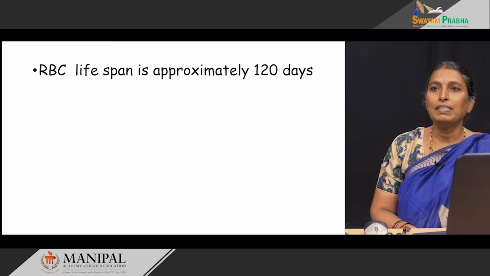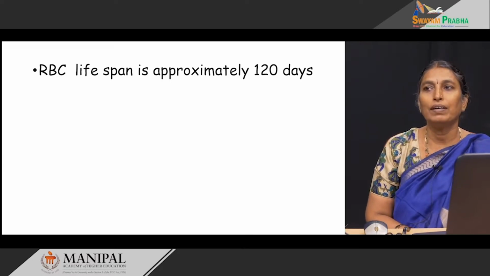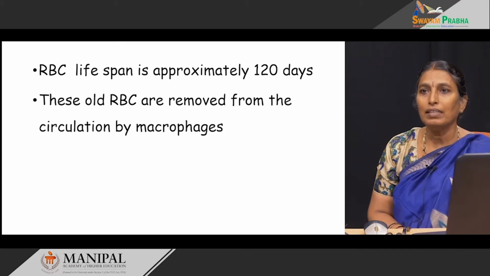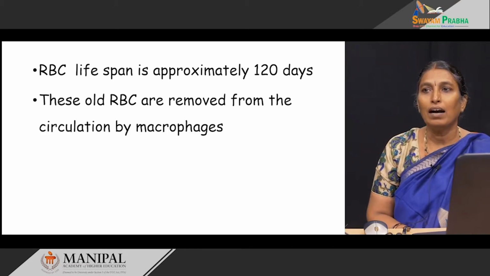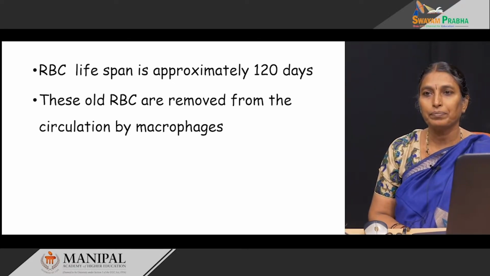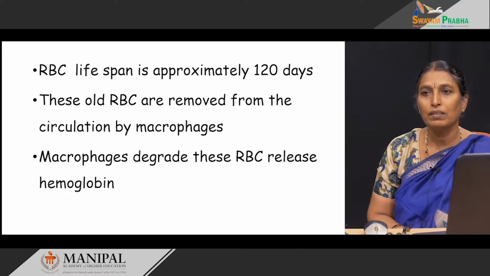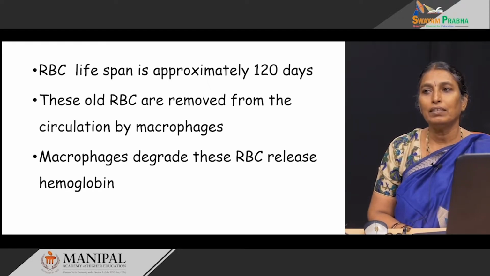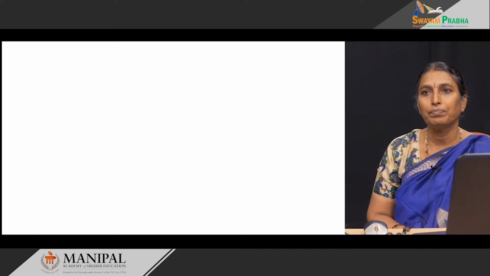In general, RBC lifespan is approximately 120 days. These old RBCs are removed from the circulation by macrophages present in liver, spleen and bone marrow. These macrophages degrade the RBC and release hemoglobin into the circulation.